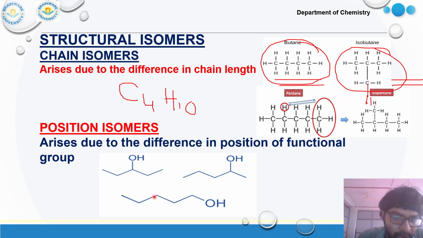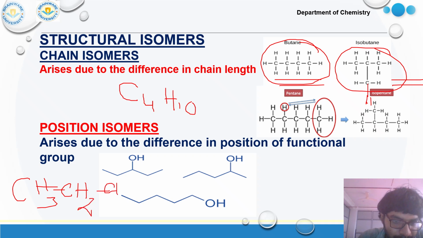Now we are proceeding to position isomers. So CH3, CH2, CH, OH. Just look at this molecule: CH3, CH2, CHOH, CH2, CH3. And look at this molecule: CH3, CH2, CH2, CHOH, CH3. What is their molecular formula? Just look at this. How many carbons? C5. How many carbons are there? 1, 2, 3, 4, 5.